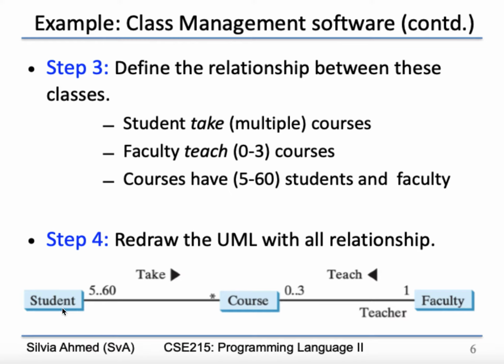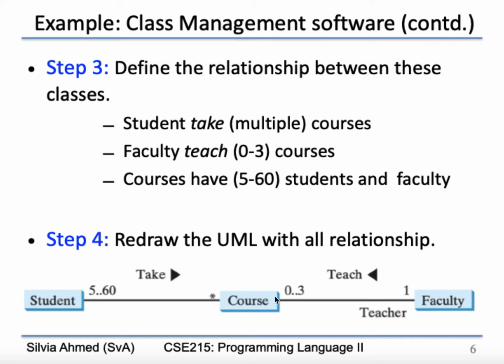So the relationship between student and course, we can name as take, and there is also a direction. The direction is how we say the sentence in real life. For example, student takes course, so the direction is from student to course. Similarly, faculty teaches courses, so the relationship between faculty and course class can be named as teach, and the direction is from faculty to course. Faculty teaches course, so the triangle is in this direction.